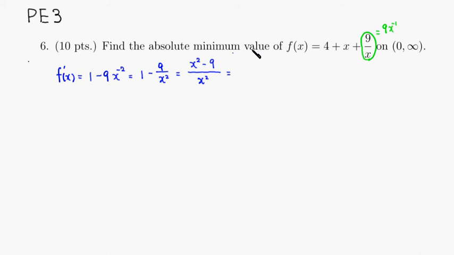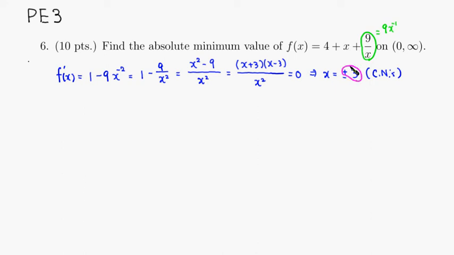Now I'm going to factor the top, so you have x plus 3 times x minus 3, all over x squared. Setting this equal to 0, we get x equals plus or minus 3. These are the critical numbers. But we're trying to find the minimum value over the interval from 0 to infinity, so the only critical number on that interval is 3.